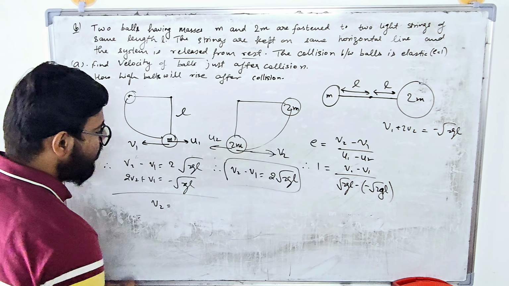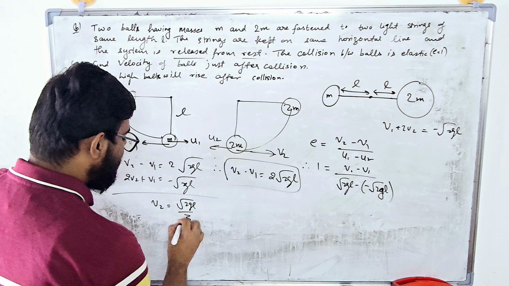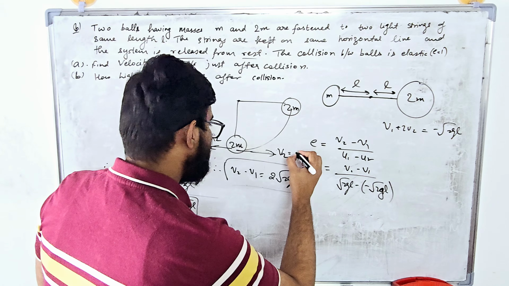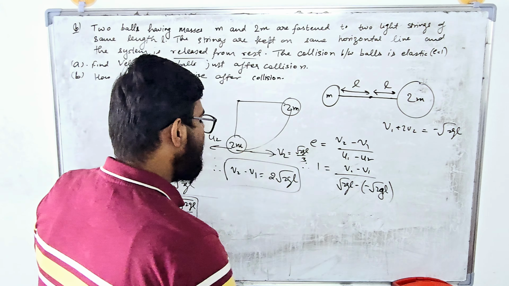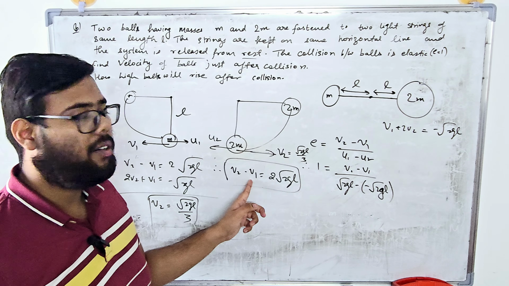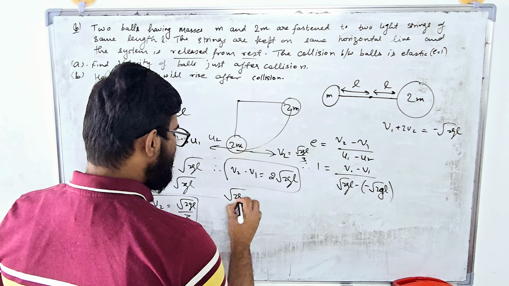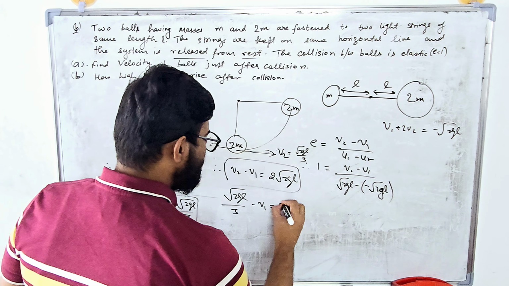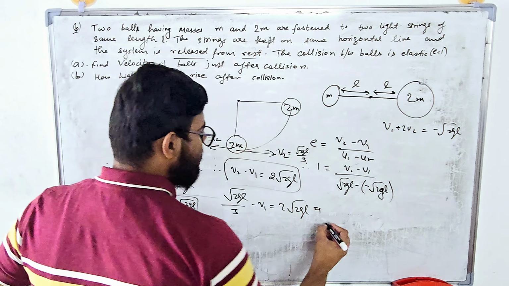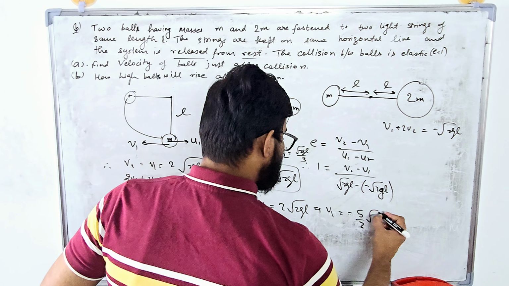So we will have v2 is equal to root 2gl by 3. Okay, so this velocity v2 is root 2gl by 3, correct? Now we can just substitute it over here and we can get the velocity of v1, right? We can calculate v1 basically. So we'll have root 2gl by 3 minus v1 is equal to root 2gl. So from this you can solve it easily. You will get v1 is equal to negative 5 by 3 root 2gl.